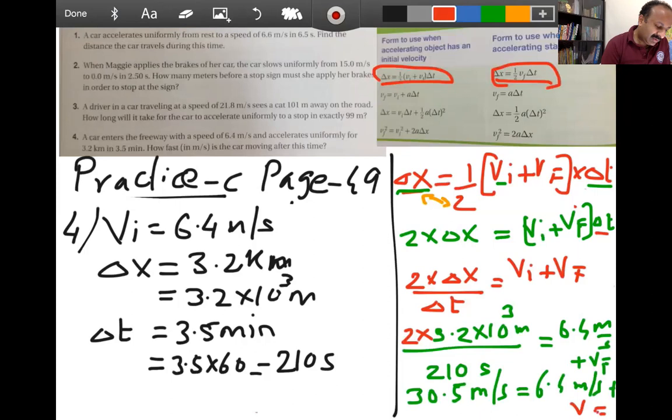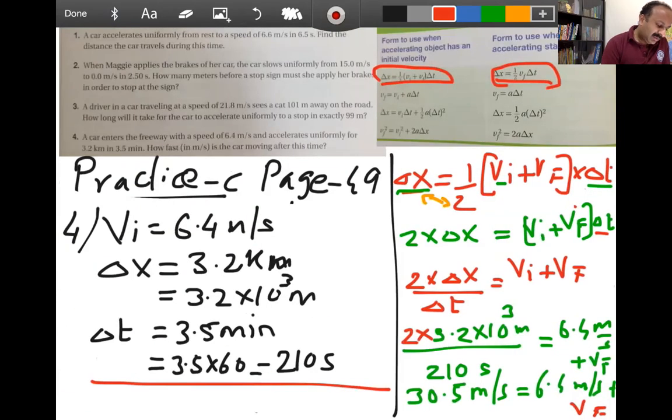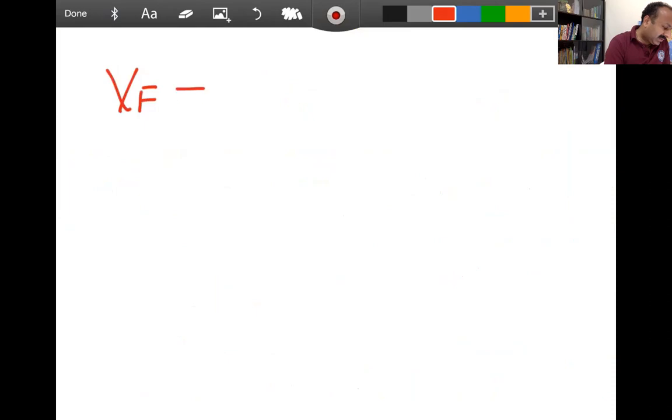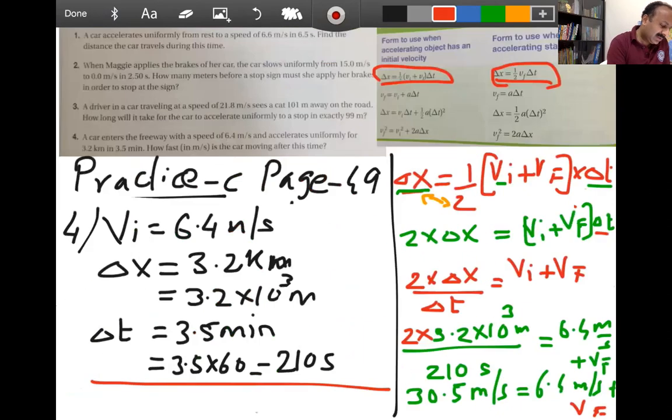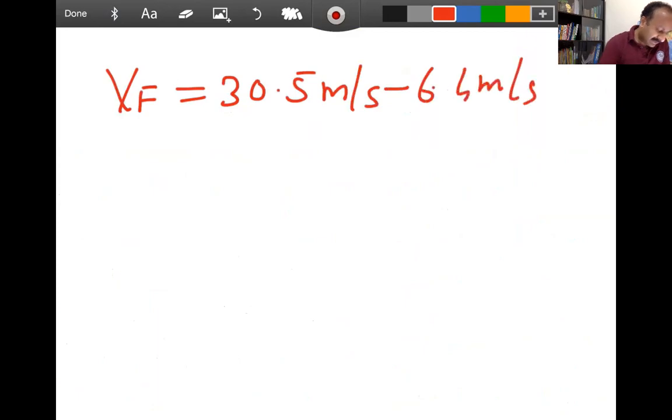So your vf is going to be, you can just bring the 6.4 to the left hand side. So your vf is going to be 30.5 meter per second minus 6.4 meter per second. So the answer is 24 meter per second.